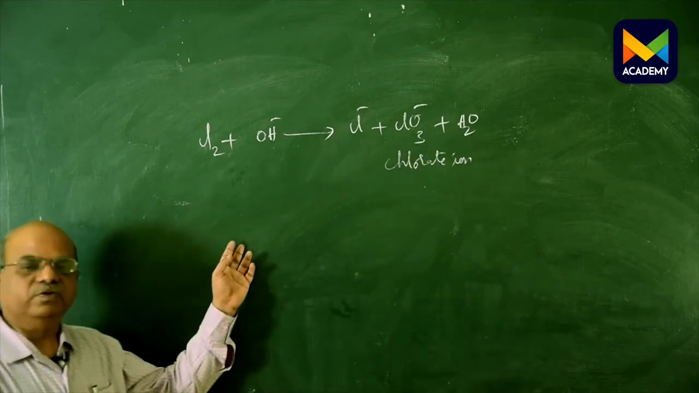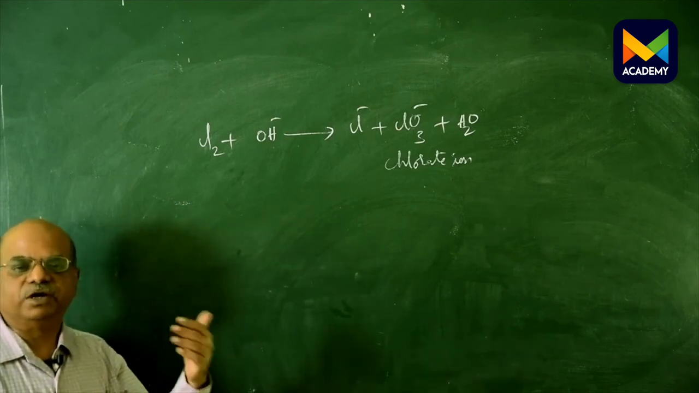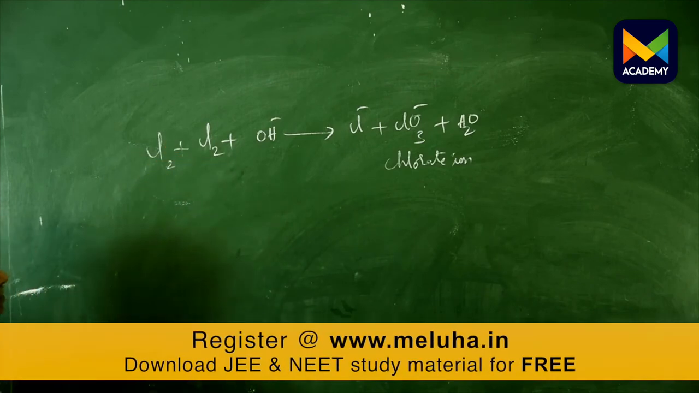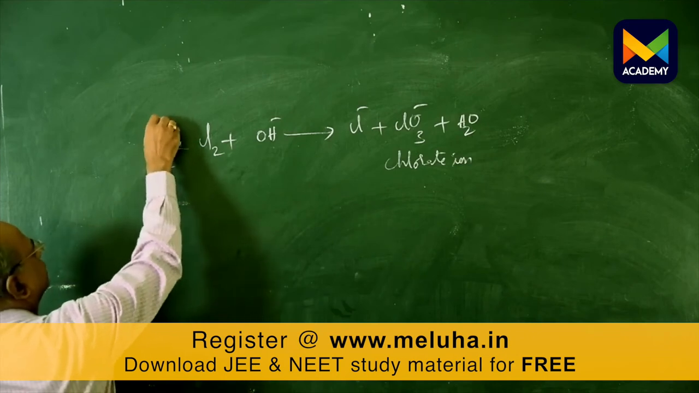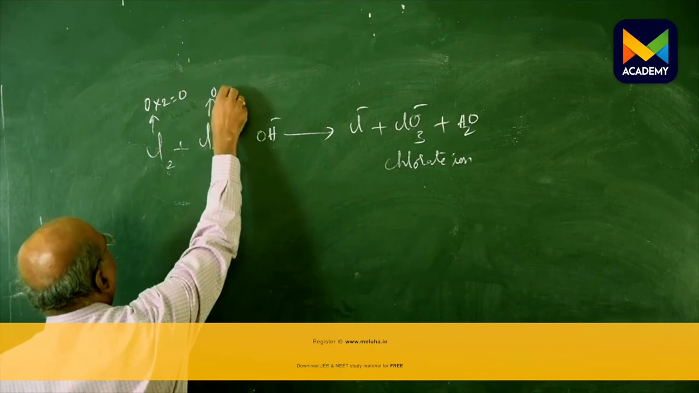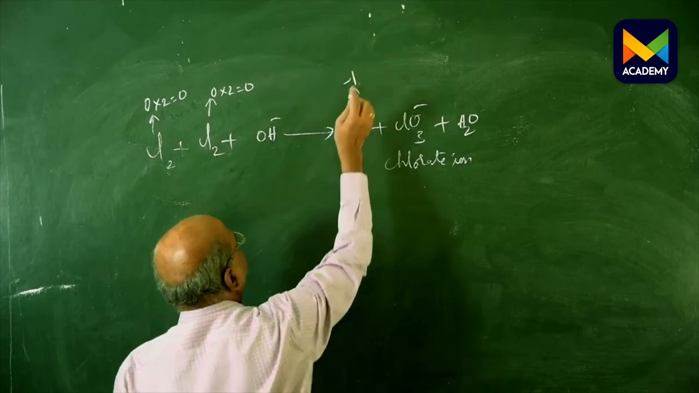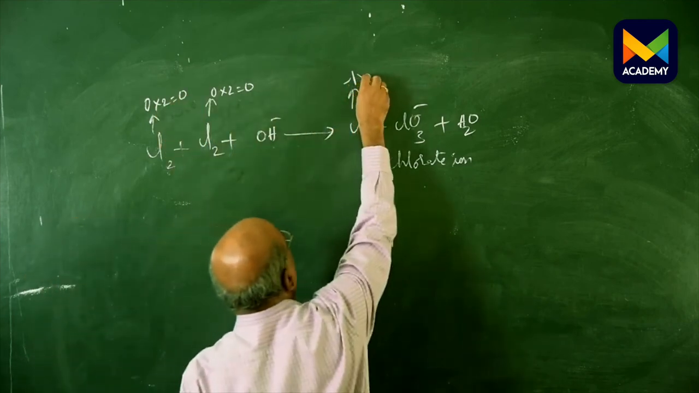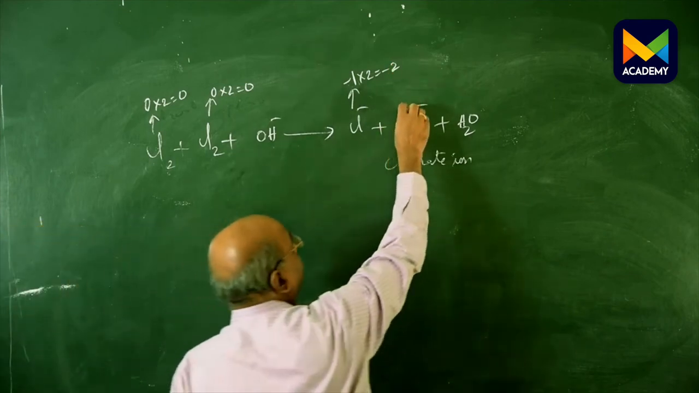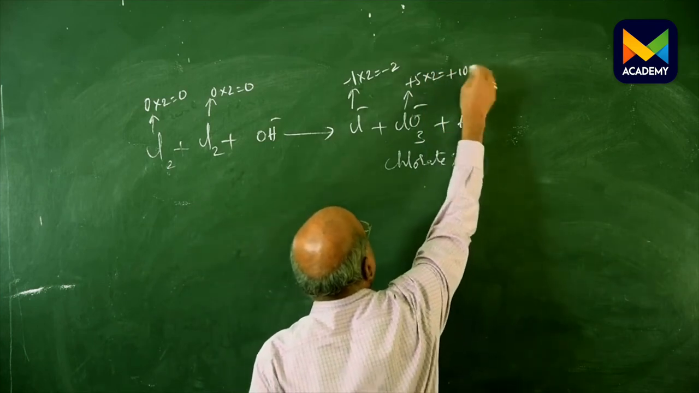The procedure is the same. First we need to identify the mole ratio in which part of chlorine undergoes oxidation and part of chlorine undergoes reduction. For that purpose, I take another chlorine here, one for oxidation, one for reduction. This is 2 atoms, therefore 0. This is also 2 atoms, 0. First chlorine, let us say for chloride, which is minus 1. Since I multiply 2 times here, here also I have to multiply 2 times. So minus 2. This chlorine, the chlorate chlorine, is in the plus 5 state. Into 2 atoms, as on the left side I have taken 2 atoms, plus 10.